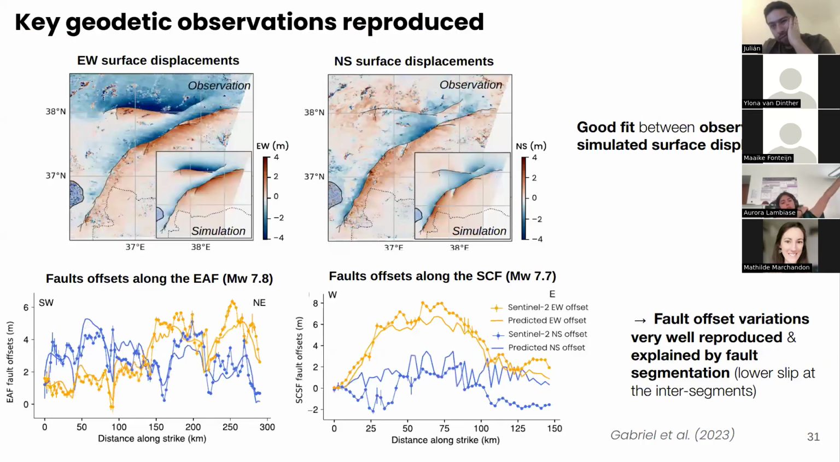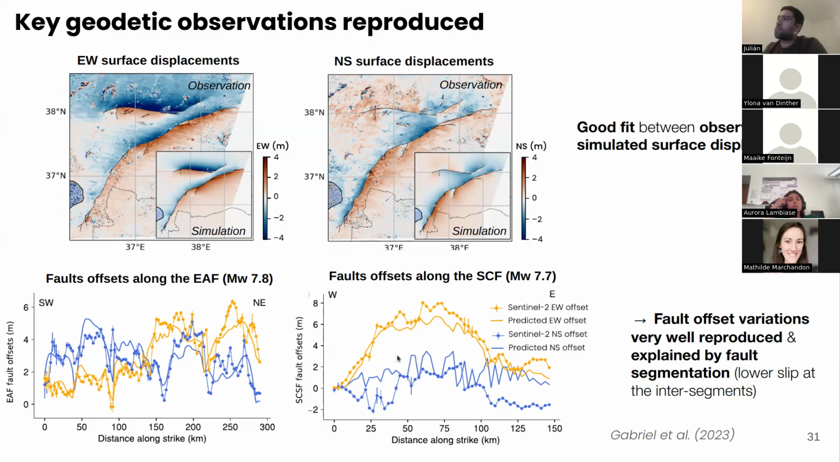We also compare our synthetics with geodetic data. Here you have the east-west and north-south displacements measured from optical correlation. And here you have the simulated horizontal displacement, and you can see that it's quite similar. So we are not doing an inversion, but we are able to reproduce quite well the surface data with a rather simple initial condition.